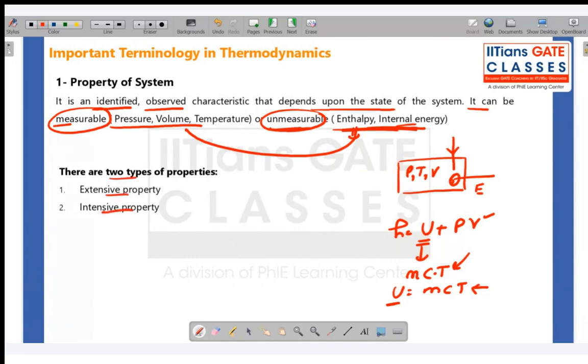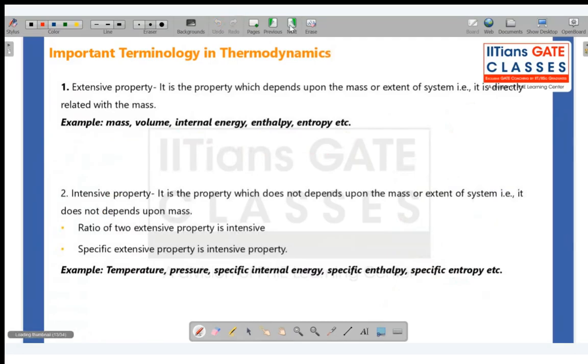Now there are two types of properties, extensive and intensive. What is an extensive property? An extensive property is a property which depends upon the mass or extent of a system. What do you mean by mass or extent? Extent means size. If I increase the mass of the system and the property changes, then it is an extensive property. If there is no effect on the property, then it is an intensive property. Extensive basically means it is dependent on mass or size.